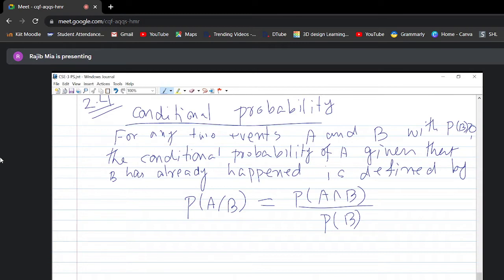For any two events A and B with probability of B greater than 0, the conditional probability of A given that B has already happened, this event B has already happened, is defined by this probability A by B equals probability of A intersection B divided by probability of B.